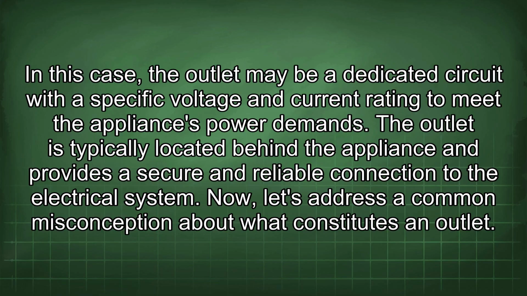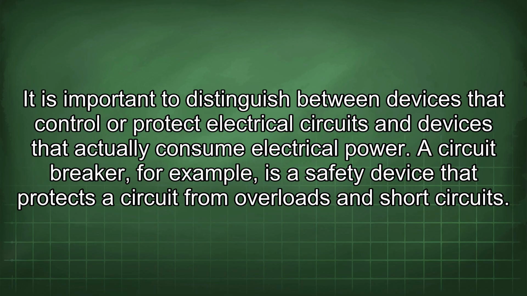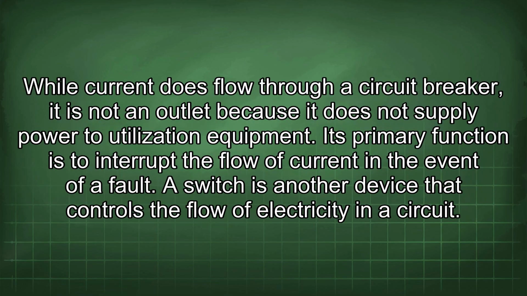Now, let's address a common misconception about what constitutes an outlet. It is important to distinguish between devices that control or protect electrical circuits and devices that actually consume electrical power. A circuit breaker, for example, is a safety device that protects a circuit from overloads and short circuits. While current does flow through a circuit breaker, it is not an outlet because it does not supply power to utilization equipment. Its primary function is to interrupt the flow of current in the event of a fault.